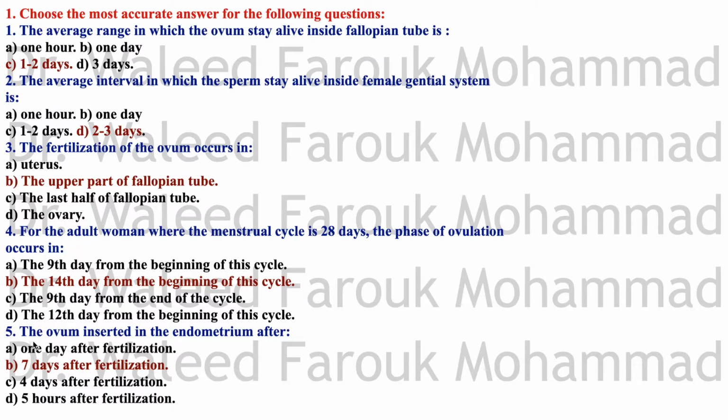The ovum inserted in the endometrium, this is called implantation, occurs not 1 day, but 7 days after fertilization. So the ovum is inserted in the endometrium 7 days after fertilization.